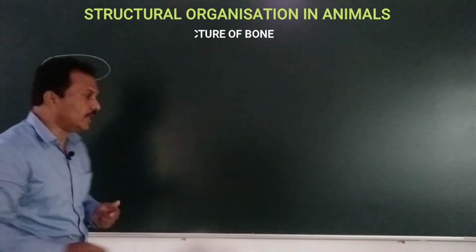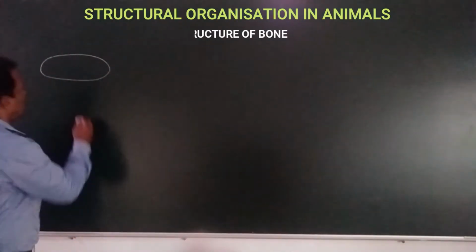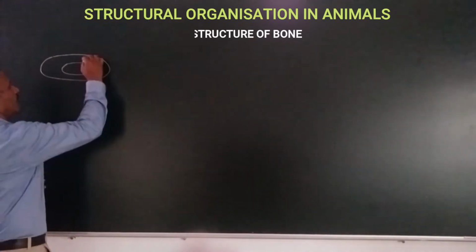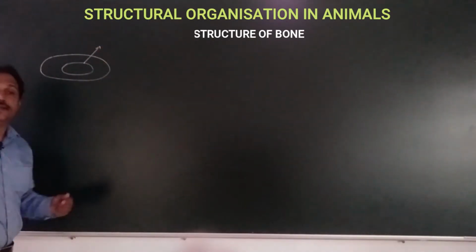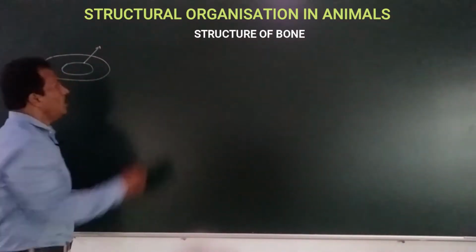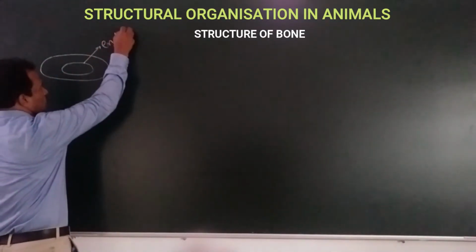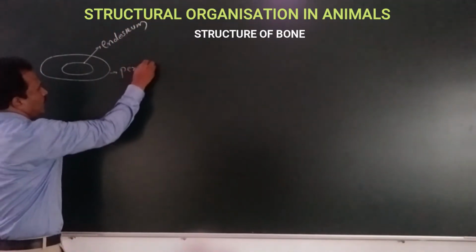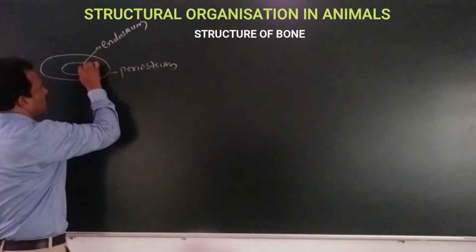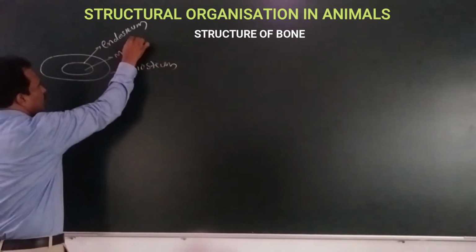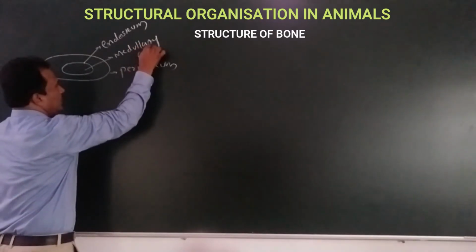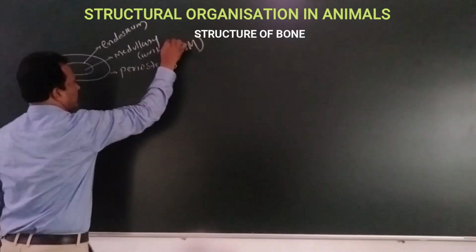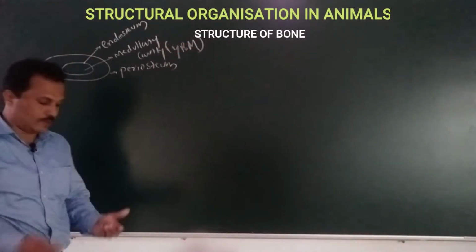Yesterday we saw this section. In the center is the medullary cavity, and this internal wall of the bone is known as the endosteum. This was the periosteum. Here is the medullary cavity, and in this medullary cavity the yellow bone marrow was present.